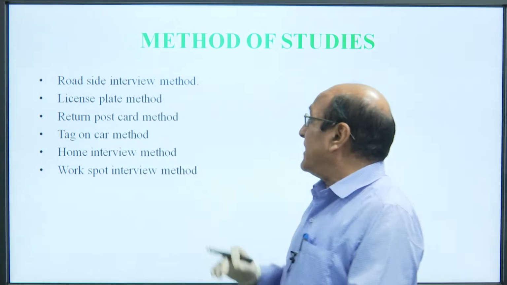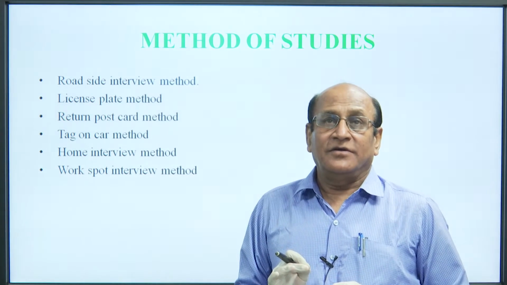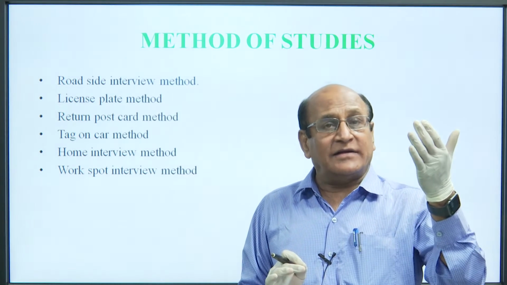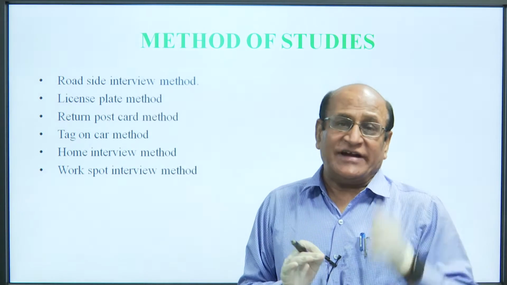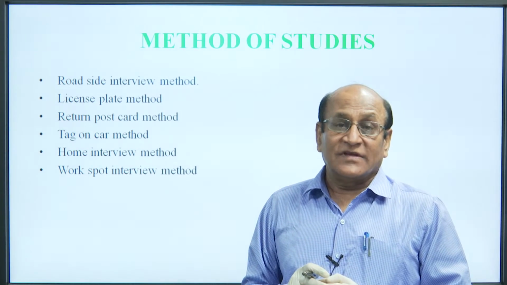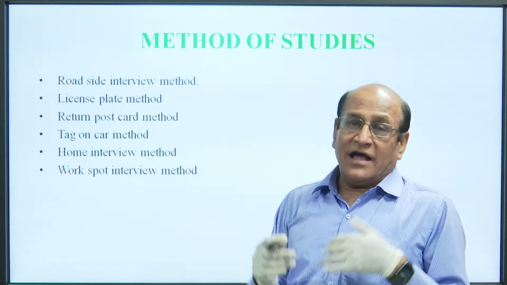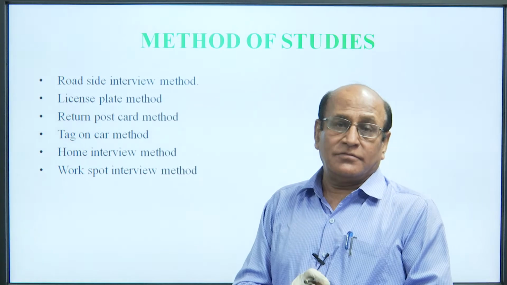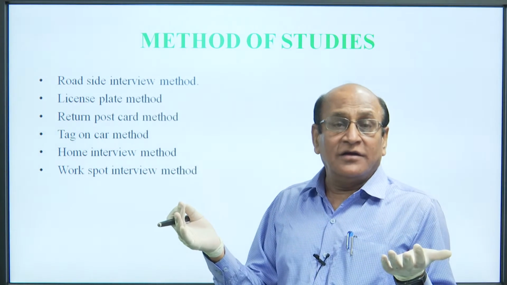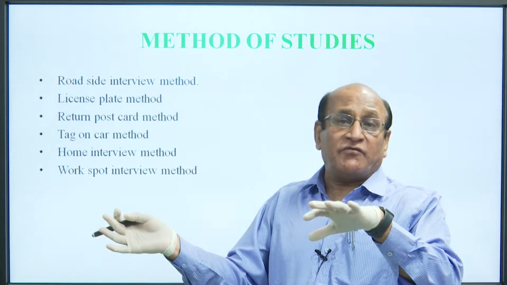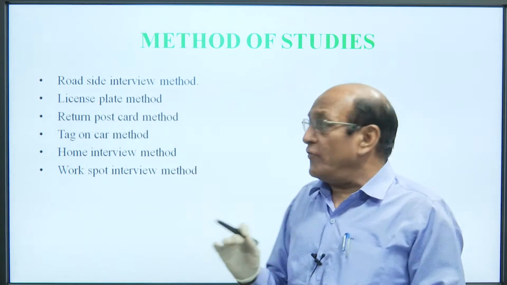In the license plate method, suppose a vehicle is coming from Faizabad and suppose at Kamta Chauraha, where the Shahid Path originates, we note down the license plate and then the vehicle is allowed to go. The vehicle will go to Sarojini Nagar, where the other observer will take the details of the vehicles.